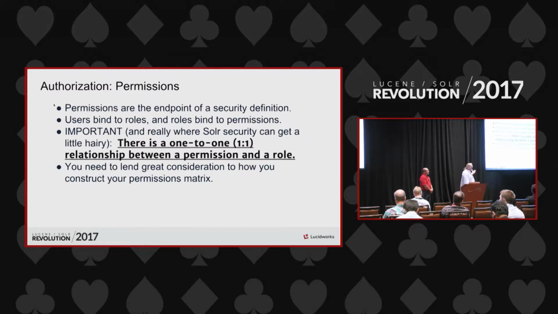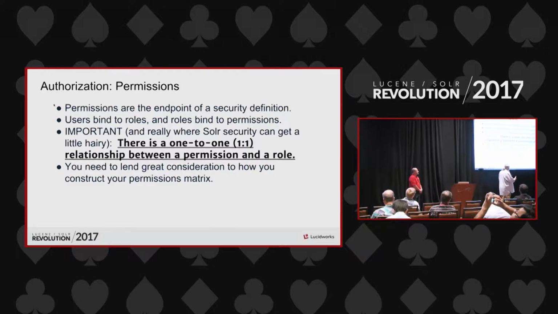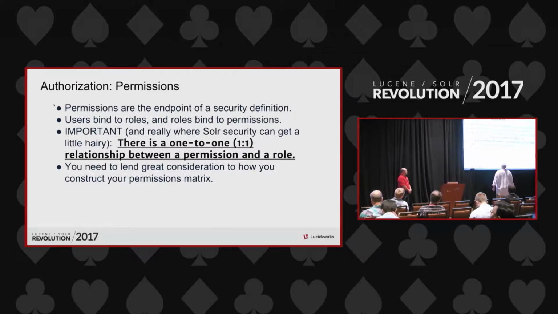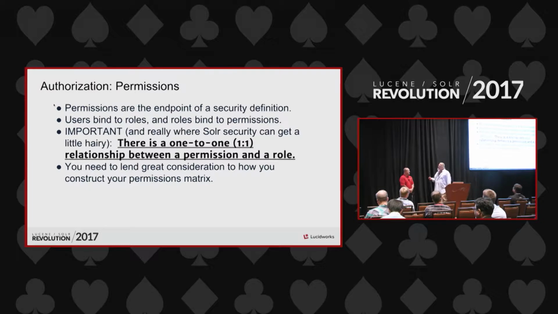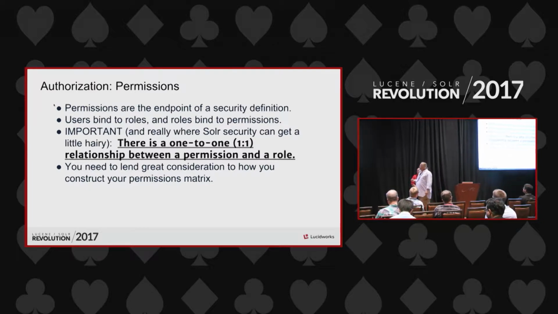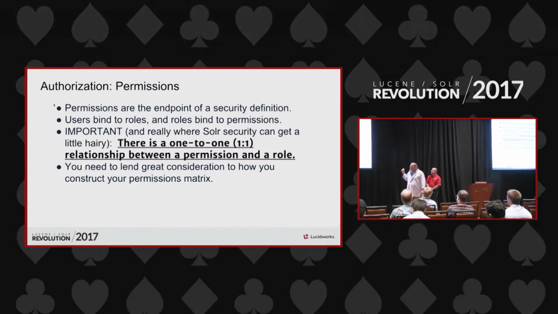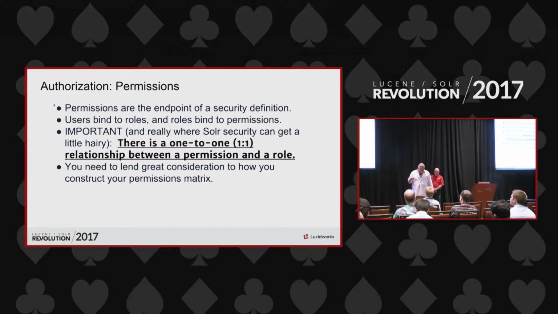Permissions are essentially the endpoint. User, role, permission. So the permission is the final evaluation there. Users bind to roles. So when you create a permission, you're not applying it to a user, you're applying it to the role. There is a one-to-one relationship between a role and a permission.